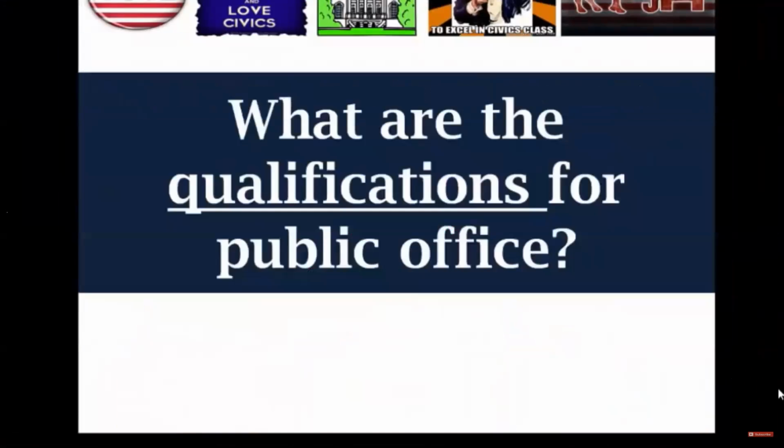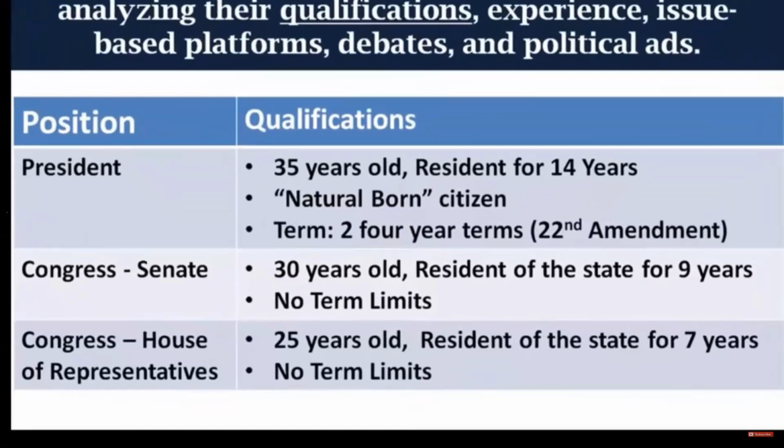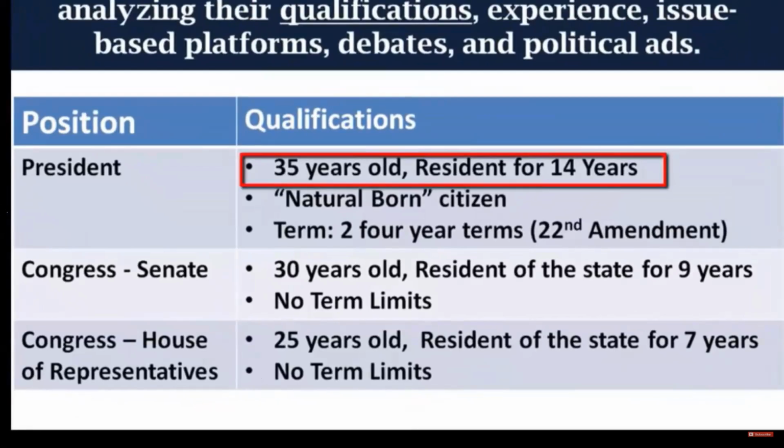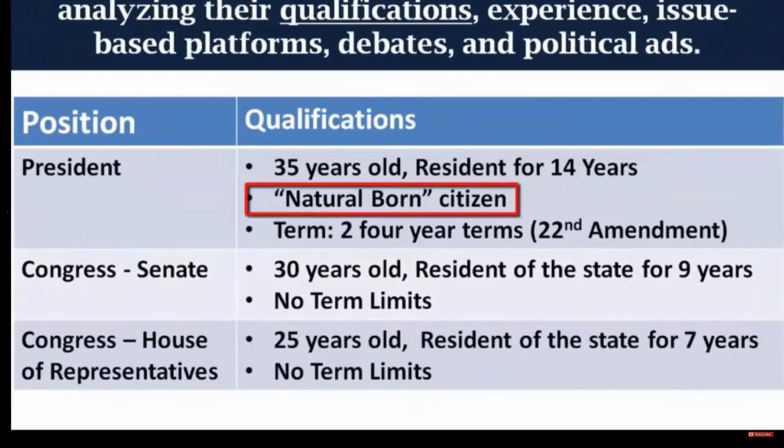Next up, what are the qualifications to hold public office in the federal government? First, we'll look at the constitutional requirements. To be the president, you must be 35 years old, live in the U.S. for at least 14 years, and this is the only position that you must be a natural-born citizen, meaning someone either born in the United States or to a U.S. citizen if born outside of America.